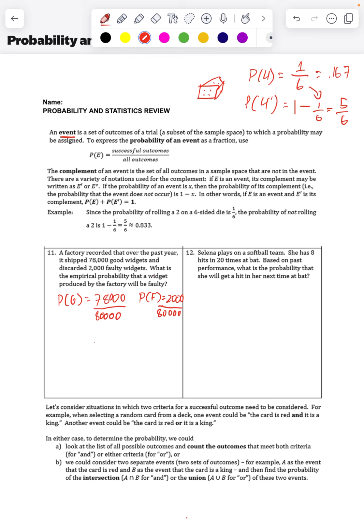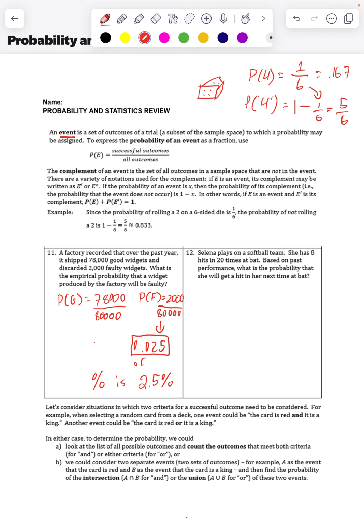And what is it asking? It's asking what is the probability that a widget will be faulty, which is this one, which is going to be, if you put it in the calculator, 0.0025. Or if they ask for the percentage, it's 2.5%. Remember, they're asking for probability, so this answer, 0.0025, is good enough.